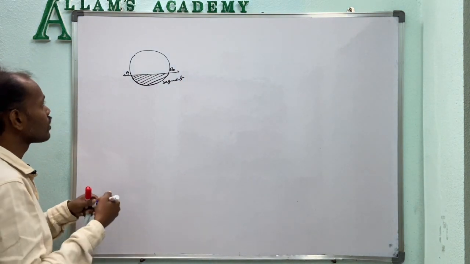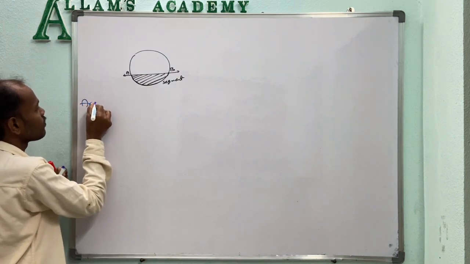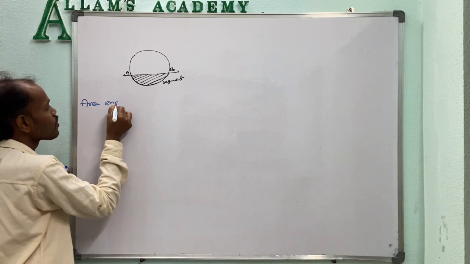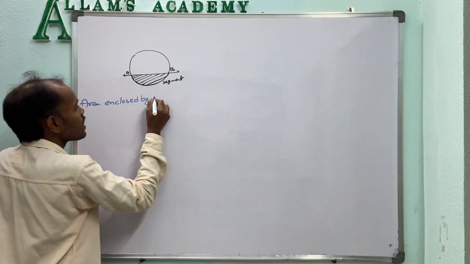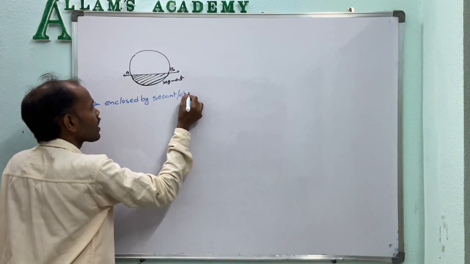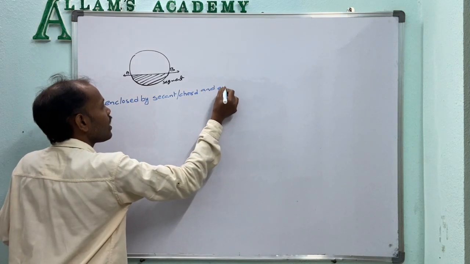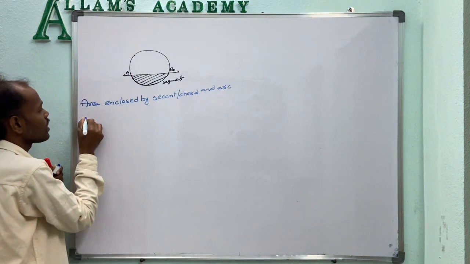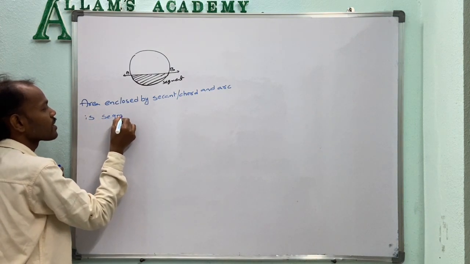Okay, so the area enclosed by a secant or chord and an arc is called a segment.